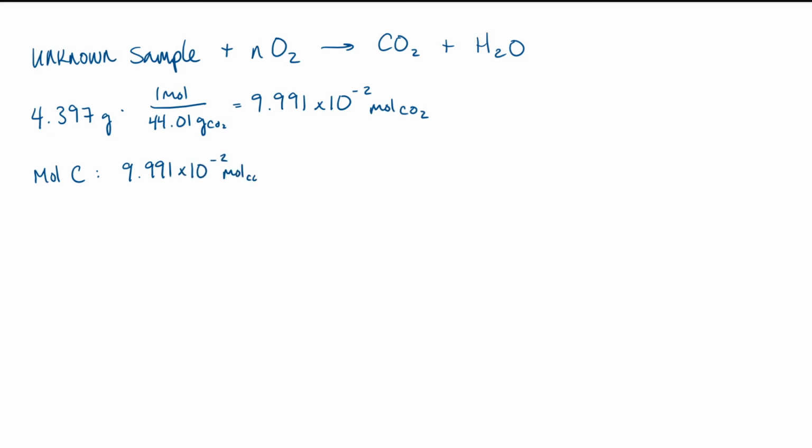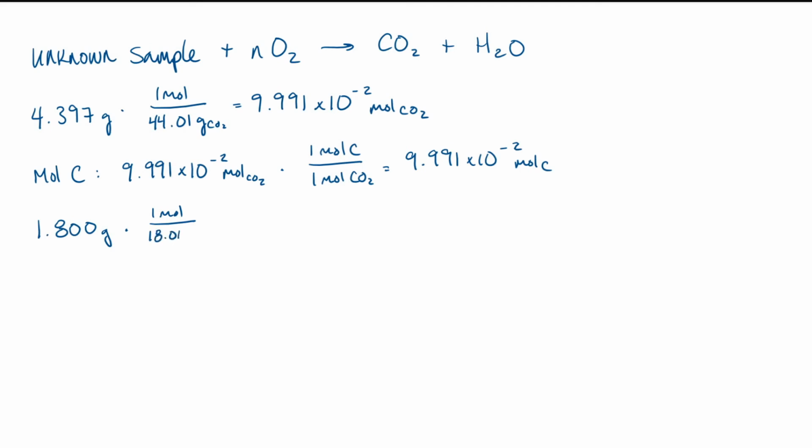From that, we can get the number of moles of carbon that were in the original sample. There's 1 carbon for every carbon dioxide molecule, so we have the same number of moles, 9.991 times 10 to the negative 2 moles of carbon. We want to do the same thing for water. So that's 1.800 grams divided by water's molecular mass, which gives us 9.992 times 10 to the negative 2 moles of water.